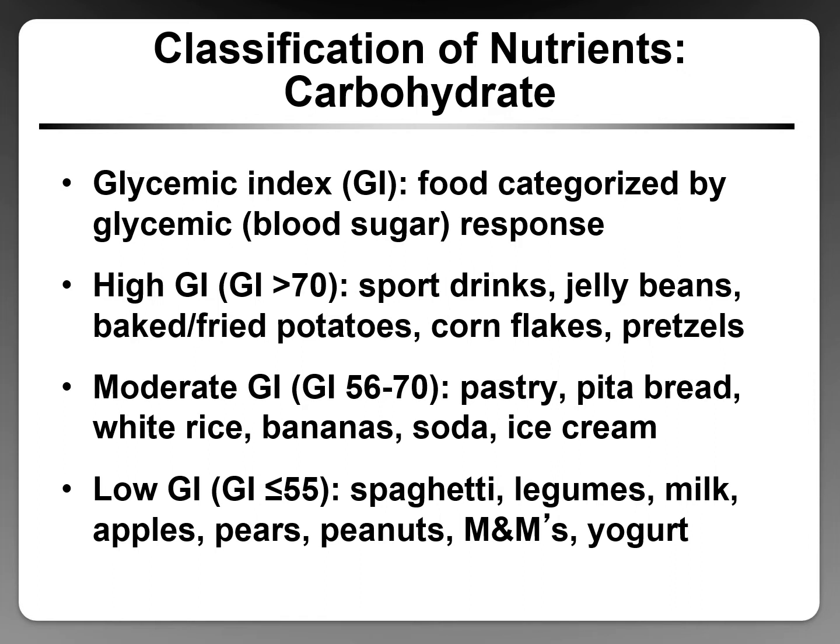If you wanted a low blood sugar response, not getting into that hyperglycemia type of response, spaghetti, legumes, milk, apples, pears, peanuts, M&Ms, and yogurt are going to be good things for that low blood sugar response. And I know M&Ms, that doesn't really seem like it should be a low glycemic index food, but according to research, it is. And high glycemic index foods are things like sports drinks, jelly beans, cornflakes, and pretzels. So this is something to consider when you're, again, trying to prepare for an activity, an exercise, or maybe a performance. The type of food that you're eating and when you're eating that glycemic index carbohydrate is going to be really important. We'll talk about that in a couple of slides.